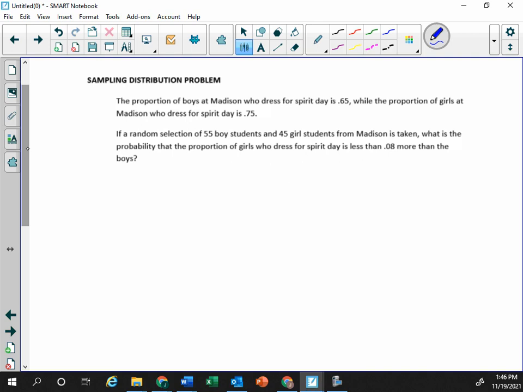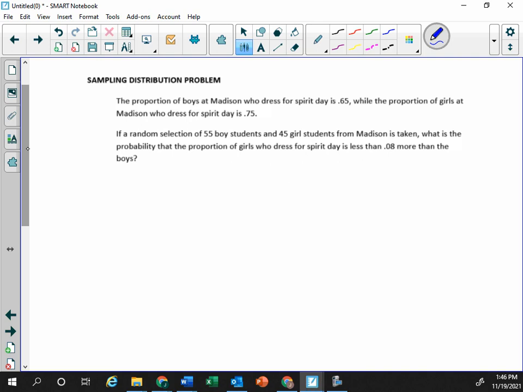So let's start by defining our population. So we've got the proportion of boys at Madison who dress up for Spirit Day and the proportion of girls who dress up for Spirit Day. And we've got our random selections of these two groups. What is the probability that the proportion of girls who dress up for Spirit Day, and I think this wording is confusing, is less than 0.08 more than the boys? Do you agree that you're like, wait, less than, more than? It's saying the proportion is smaller than 0.08 more than the boys who dress up, okay? So they're saying they dress up more than them, but by a small proportion. I know, it's kind of tricky.